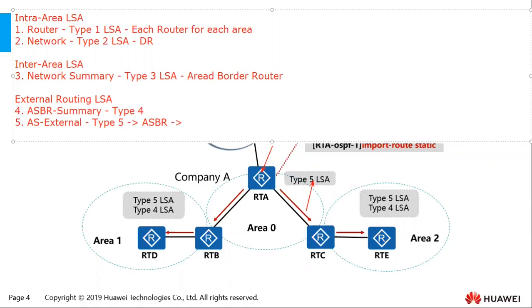So what is a type 5 LSA? A type 5 LSA is used to describe a route to a destination external to the autonomous system.